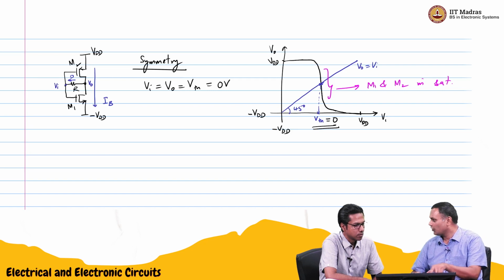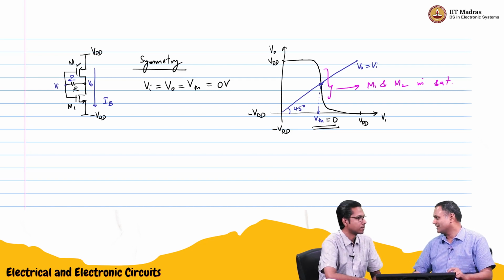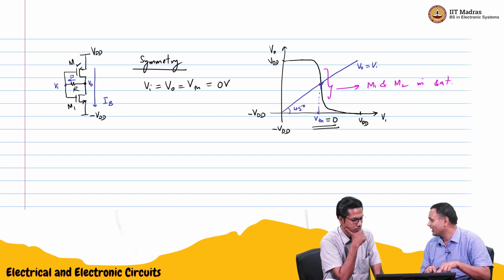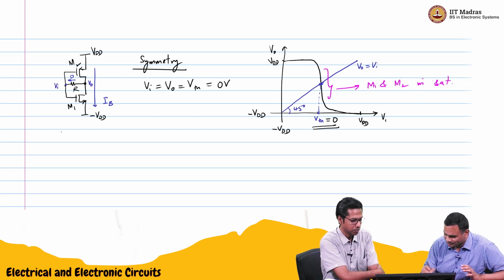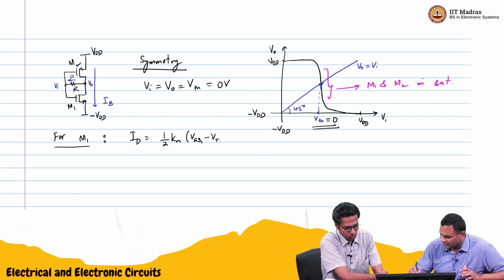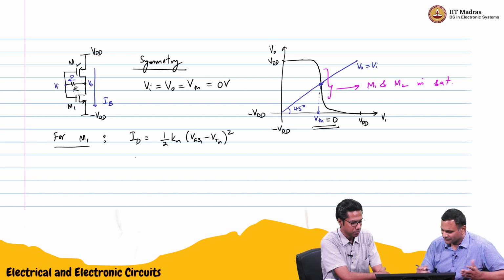Now we just have to solve the transistor equation to get the bias currents. I think this is relatively easy. We can solve it for either M1 or M2. It's completely symmetric. We will just solve it for M1. So ID is half Kn times (VGS1 minus VTN) the whole square, which is the bias current that we are trying to solve.